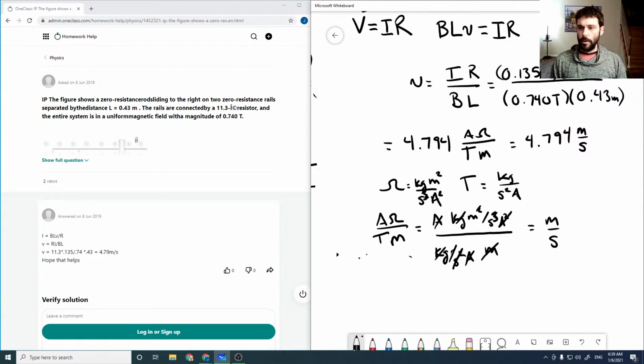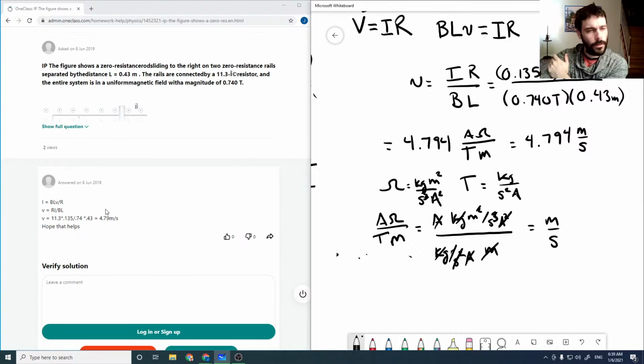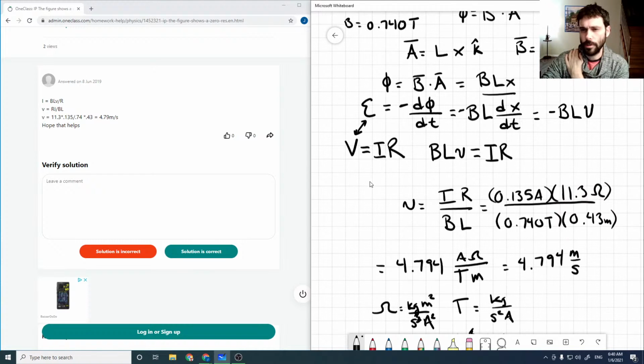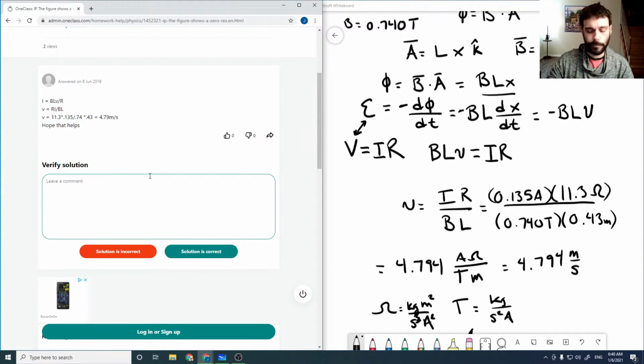Which is the appropriate units you should get out. So that's good. That means we didn't make any mistakes. So there's our speed. Okay, so if we check the solution, it just has the final answer, so that's okay, it is correct, but it doesn't really show you how to derive it. So I'd say it's correct.